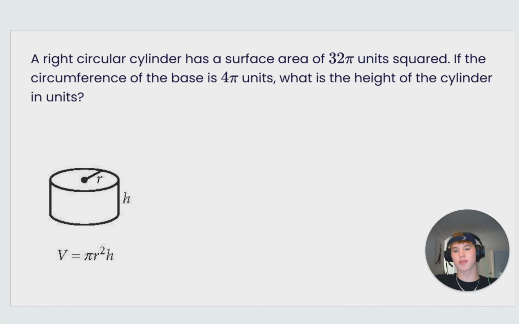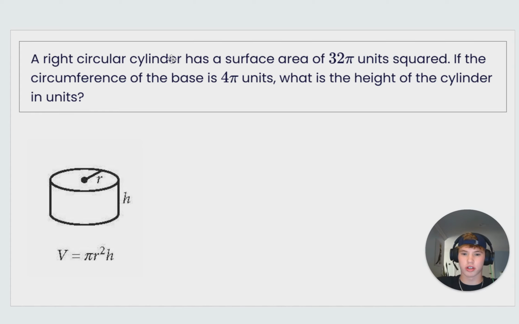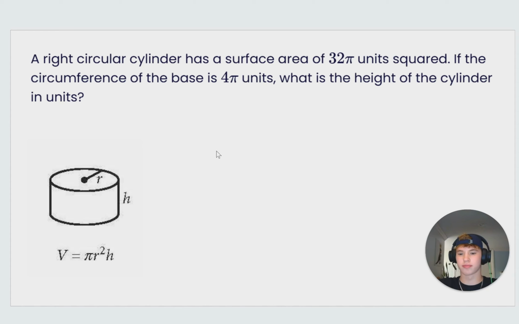Alright, here's a second type of problem. You guys can pause here if you want to solve it by yourself. Okay, a right circular cylinder has a surface area of 32 pi units squared. If the circumference of the base is 4 pi units, what is the height of the cylinder in units?